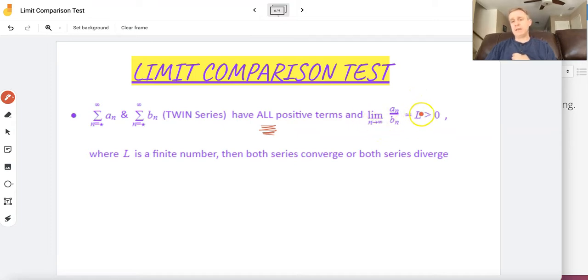And provided that we get a constant that is greater than 0, basically both series will behave exactly the same. Meaning if our twin series converges, our original series should also converge. But if our twin series diverges, well, then that would mean that our original series should also diverge. The idea being, since the limit of the ratio of the two terms is approaching a non-zero constant, that means that both general terms are growing at the same rate. Both series should behave exactly the same.